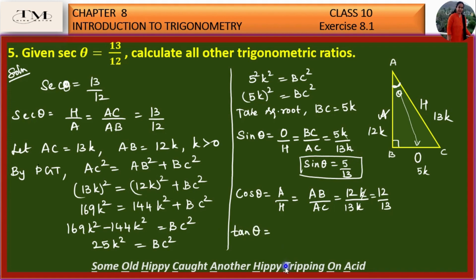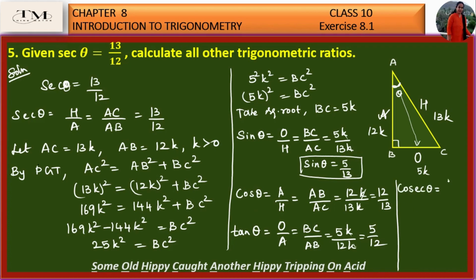So what is tan here? T stands for O by A. Opposite by adjacent. So opposite side is BC. Adjacent side is AB. BC value is 5K. AB value is 12K. K gets cancelled. So 5 by 12. So if you have found out sine, cos, tan, then cosecant, secant, cot is just simple.